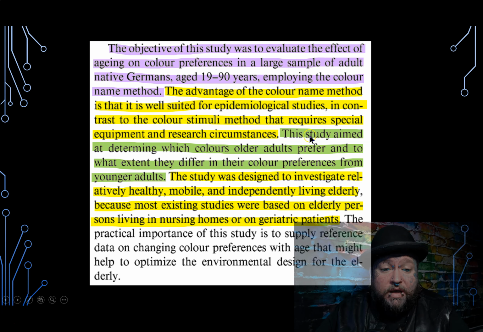So we can see here that this study aims at determining which colors older adults prefer and to what extent they differ in their color preferences from younger adults. The study was designed to investigate relatively healthy, mobile, and independently living elderly, because most existing studies were based on elderly persons living in nursing homes or geriatric patients. So they can say what they're expanding upon, what they're looking at specifically, who they're sampling from, and how they're adding on to what wasn't there before.